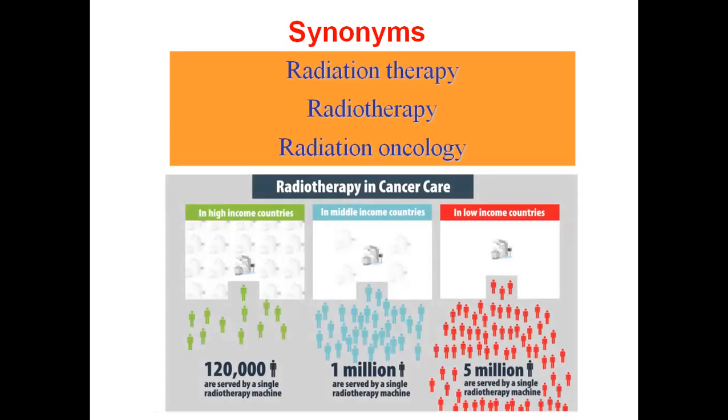The availability of radiation therapy to the world's population varies. North America and Western Europe are able to provide radiation treatment to 120,000 people on a single machine. In Eastern Europe, Russia, China, Latin America, one apparatus is designed to provide care for 500,000 to 1 million people. In the rest of the world, up to 5 million people are served on one machine.